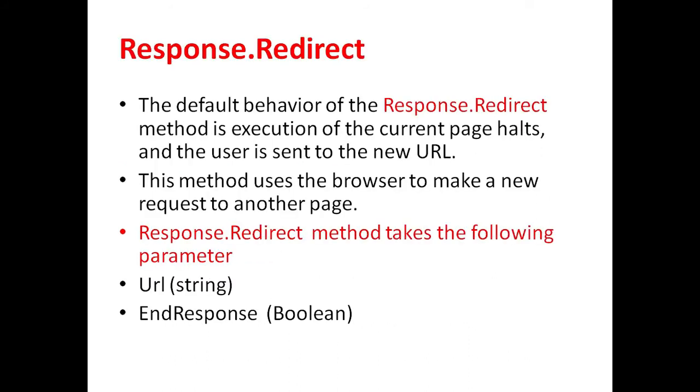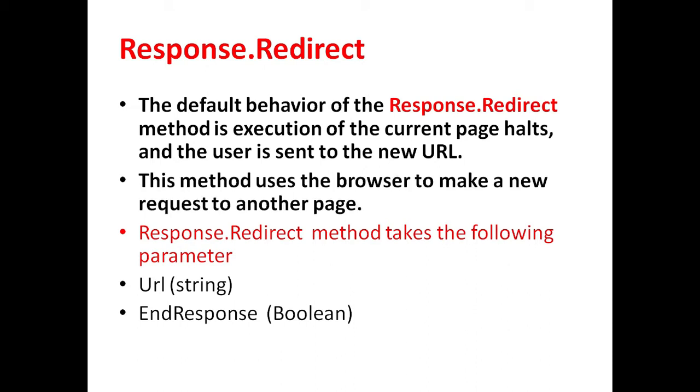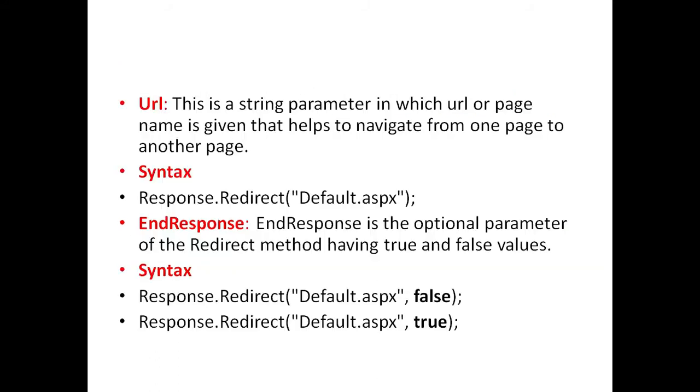First we will see Response.Redirect. The default behavior of the Response.Redirect method is that execution of the current page halts and the user is sent to a new URL. This method uses the browser to make a new request to another page. The Response.Redirect method takes the following parameters. First is URL, a string, and EndResponse, a boolean value.